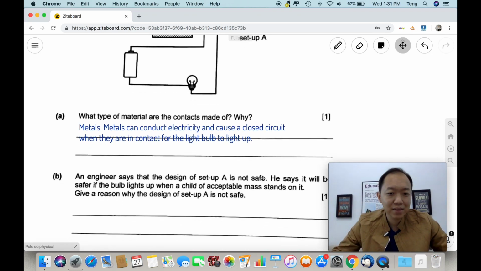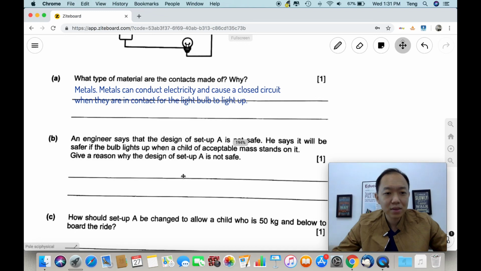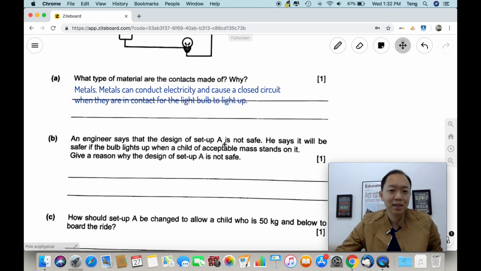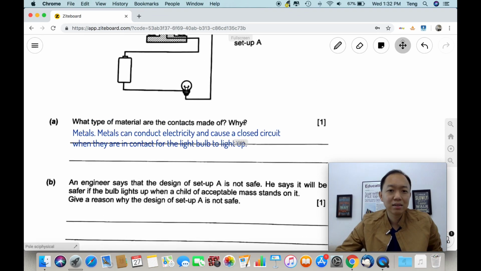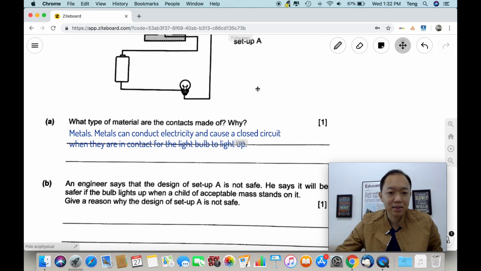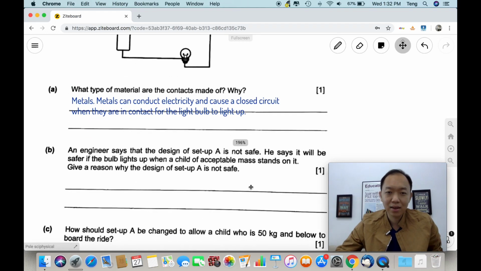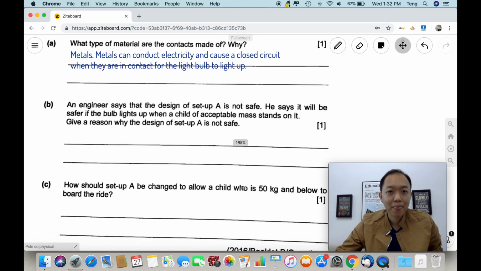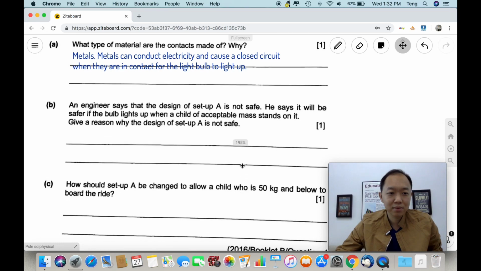So let's try and think logically. This is an engineer. He says the design is not safe. It will be safer if the bulb lights up when a child of acceptable mass stands on it. Seriously, I have no idea. I can only think of a comical reason. So we're going to leave it there first.